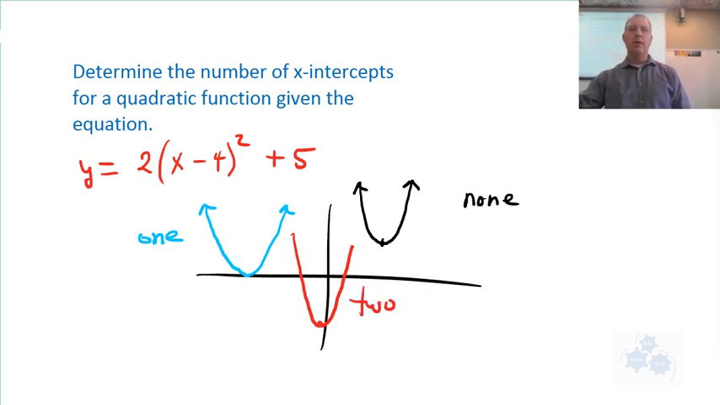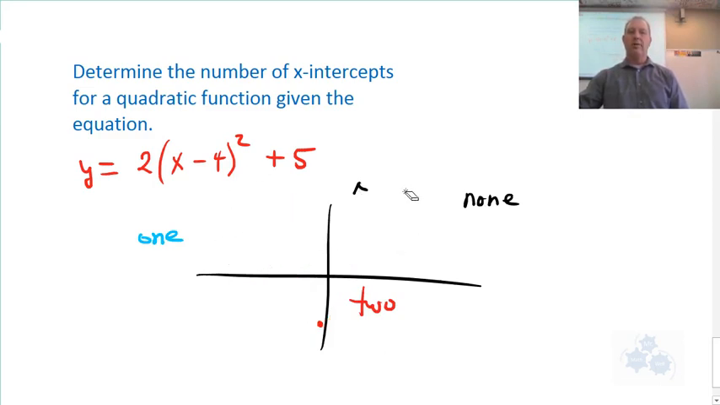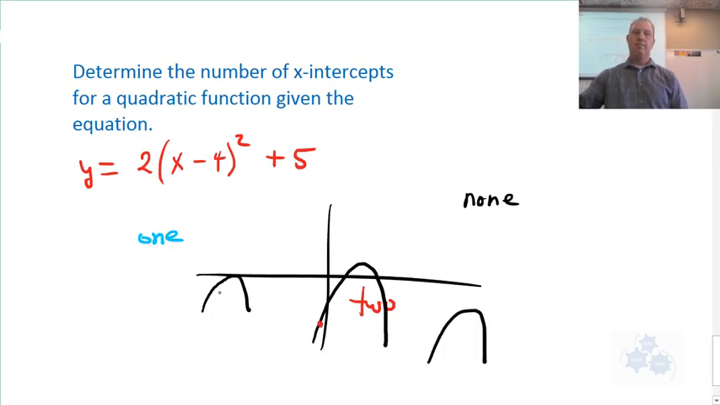Now, you can probably envision that this would work as well for parabolas that open the other way, right? So if we went like this, and like this, and like this, okay? 1, 2, and 0. So what we have to do is figure out where the vertex is and the direction that it opens. That's all we got to find out. Then we know how many intercepts there are.